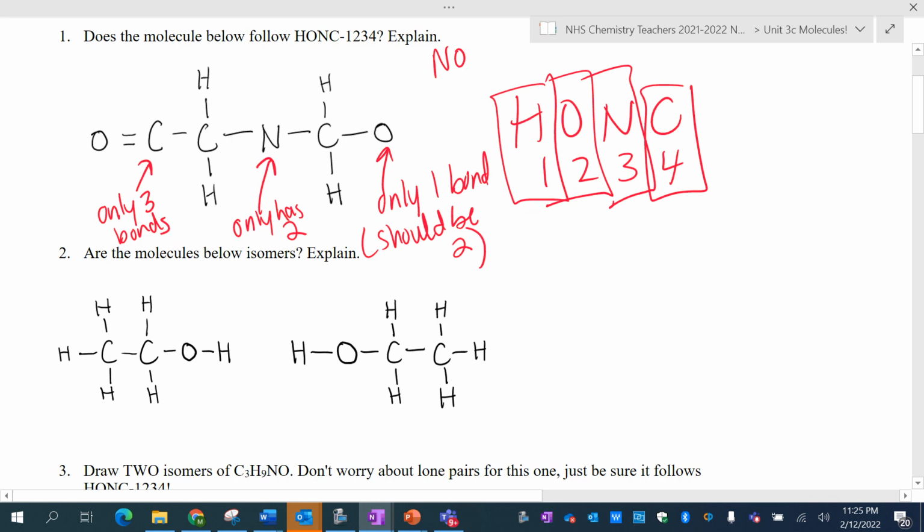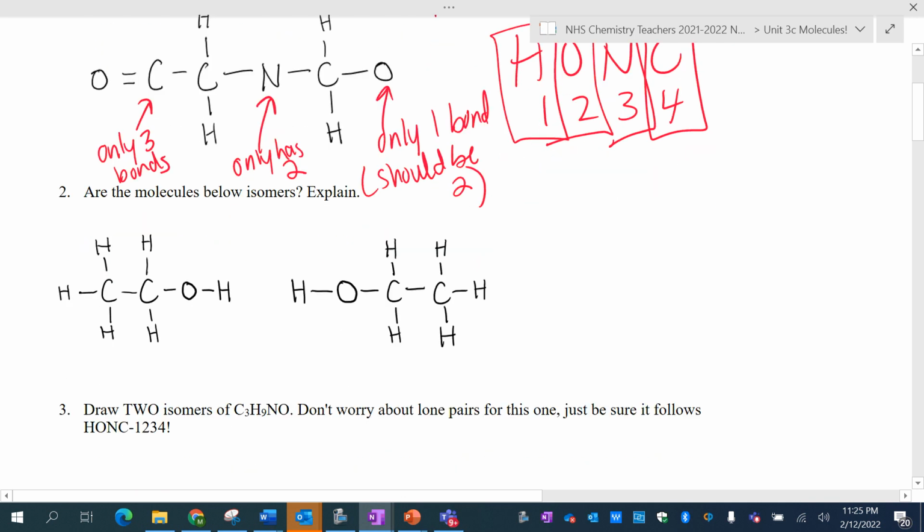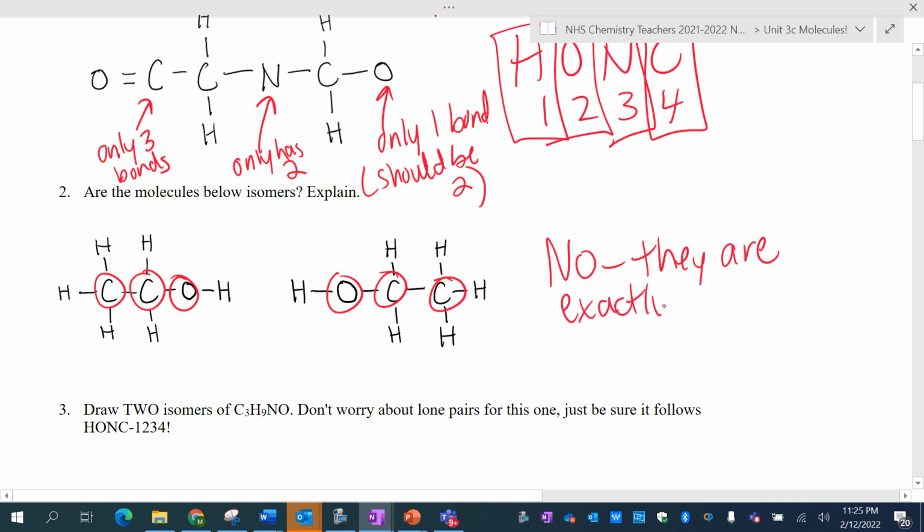Are these molecules isomers? Well, let's see, it goes carbon, carbon, oxygen, carbon, carbon, oxygen. So no, they are exactly the same, just rotated 180 degrees in 3 dimensions.